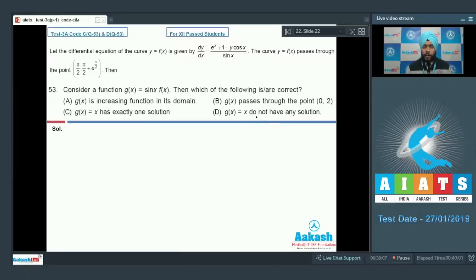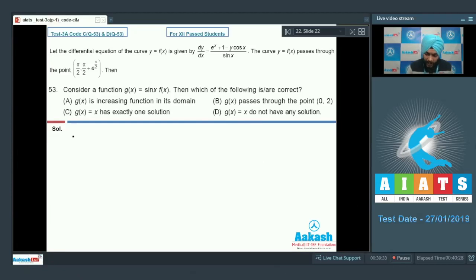Talking about the next paragraph, it says: let the differential equation of the curve y equal to f(x) be given by dy/dx equals (e^x + 1 − y cos x)/sin x. The curve y equal to f(x) passes through the point (π/2, π/2 + e^(π/2)). Then we have to consider the function g(x) equal to f(x) into sin x. So first of all, let us evaluate f(x) and then we'll talk about g(x).